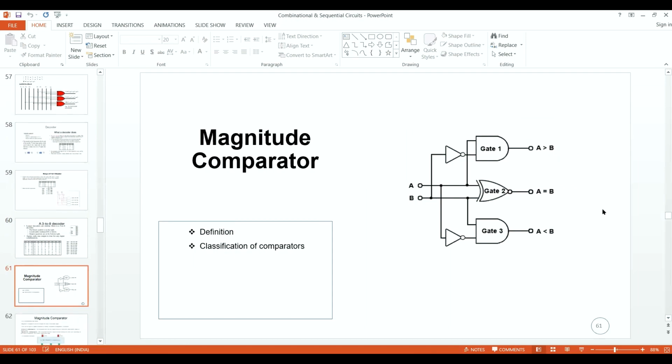A very, very important combinational circuit. In the next video, we will discuss sequential circuits, but in this video, we are only talking about combinational circuits. So when I talk about the magnitude comparator, we are talking about the classification and the definition.